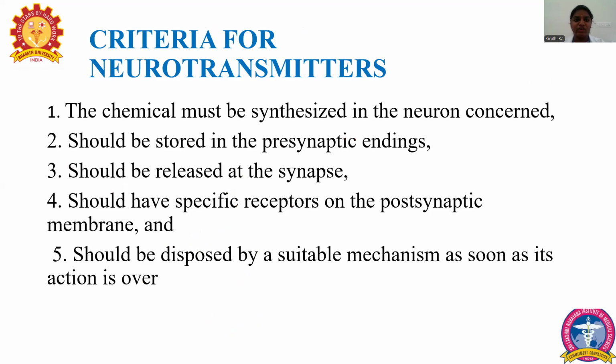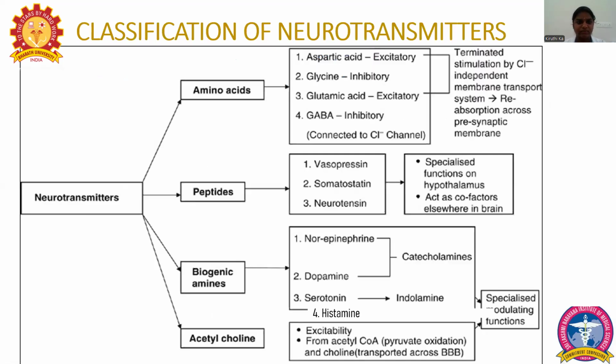Second, there are some criteria for a neurotransmitter. The chemical must be synthesized in the neuron concerned. Second, it should be stored in the presynaptic endings, and third, it should be released at the synapse. Fourth, it should have specific receptors on the postsynaptic membrane of the target organ. And fifth, it should be disposed of by a suitable mechanism as soon as its action is over. So these are the criteria for a neurotransmitter.